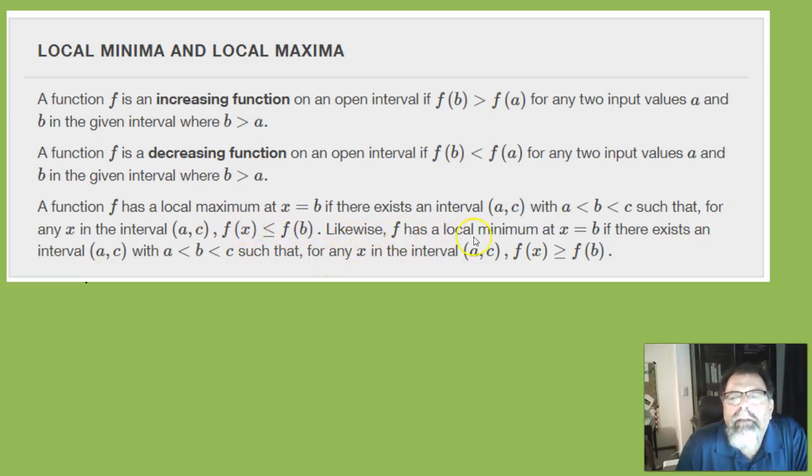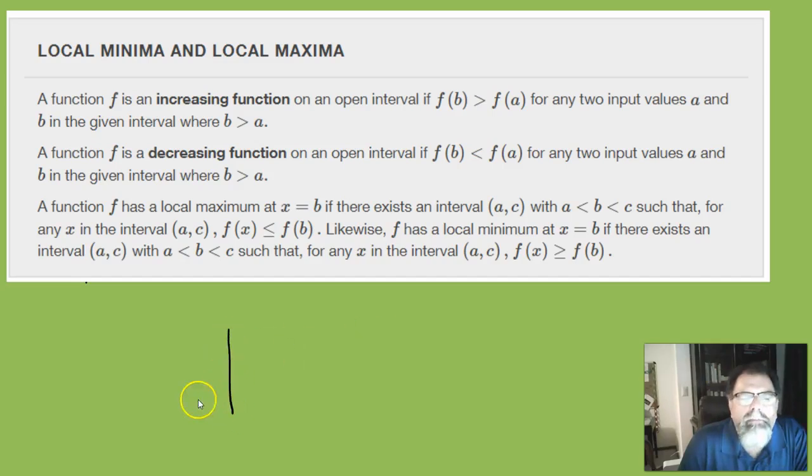Likewise, f of x has a local minimum at x equals b if there exists an open interval a, c, with b in between a and c, such that for any x in the interval a to c, f of x is greater than f of b. So f of b has to be the smallest value. Remember, that's the y value.